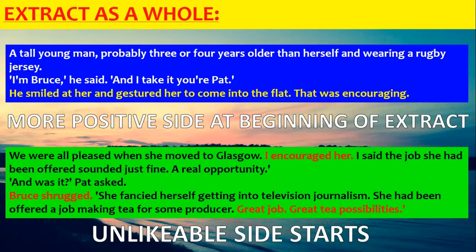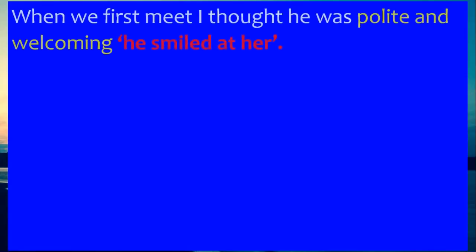So the fact he encourages this girl to go for a job, and he sort of makes out that he cares about how the job is, when in fact he's lying just to get out of the flat, paints him as a liar. Bruce shrugged. If you're shrugging, it suggests you don't care. So it just shows you that he doesn't really care about people, maybe doesn't really care about other people apart from himself. And at the end we see a bit of an unappealing side, being sarcastic when he says great tea possibilities, where it's not a good job, he just thinks she's going to be making tea and wasting her life. So just in that little quote there we see a bit of a lying side, a bit of an uncaring side, and definitely a bit of a sarcastic side.